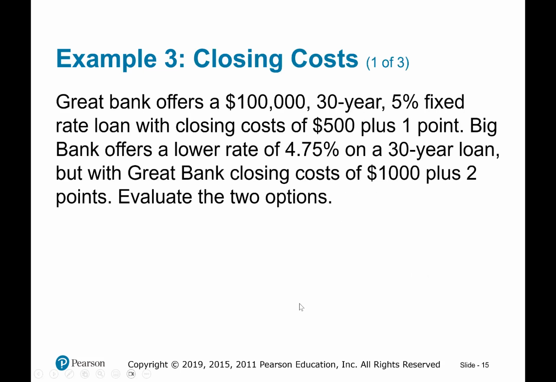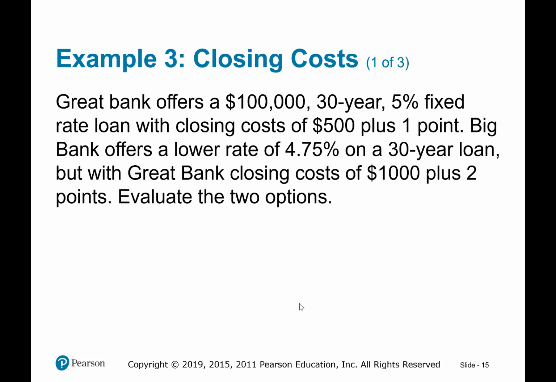So let's look at closing costs, and let's look at the Great Bank and Big Bank. So let's say Great Bank offers a $100,000 mortgage, 30-year mortgage, 5% fixed, and with the closing costs of $500 plus 1 point. Big Bank offers a lower interest rate, so instead of 5%, it's offering 4.75% on the same 30-year loan. But Big Bank's closing costs are $1,000 plus 2 points.